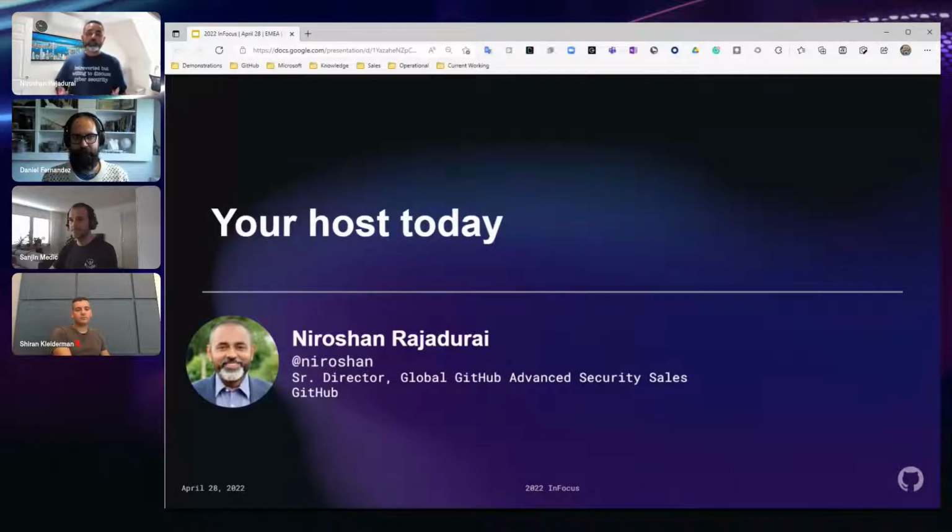My name is Niroshan Rajadurai, and I lead the business side of our security technology here at GitHub. I've been at GitHub for 3.5 years now, and I joined as part of the acquisition of SEML, which was the company that developed our awesome semantic code analysis engine, CodeQL. So I'm excited to be helping our customers put the sec in their devsecops programs.